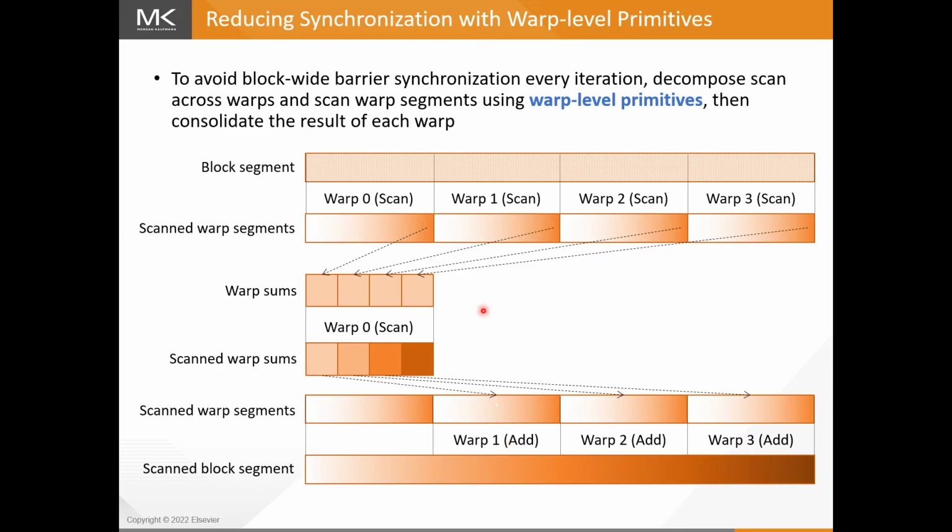So in this case, instead of having sync threads on every iteration of our prefix sum, we only need sync threads to separate the first warp scan phase from the second warp scan phase, and then to separate the second warp scan phase from the add phase. In other words, warp 0 has to wait for all the previous warps to finish scanning their segments before it scans the sums, and then all the other warps have to wait for warp 0 to finish scanning the sums before they add. So we just have 2 sync threads in the whole implementation.